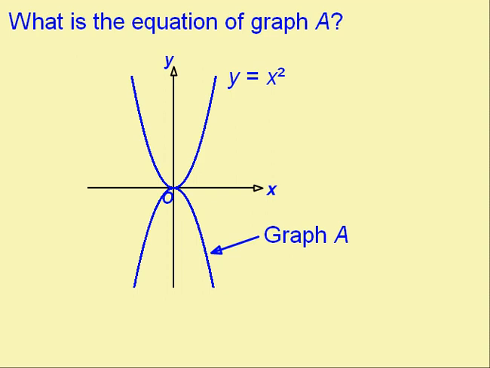Here's a question for you. Press pause and have a go. When you're ready, press play. Here's the answer. We can see that the graph has been reflected in the x-axis, so it must have a negative in front of the function. So this is our answer.